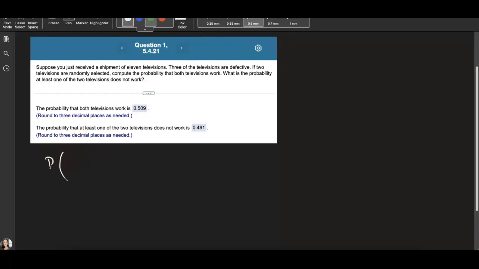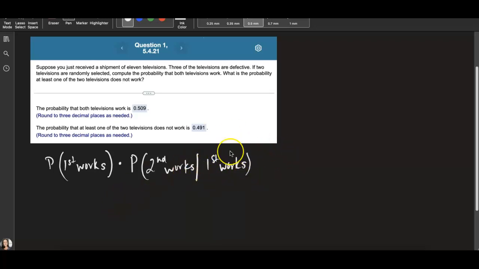We could use the more mathematical notation. We could say, okay, I'm going to find the probability that the first television works, and that general multiplication rule says then I'm going to multiply this by the probability the second television works, given that the first one works. So here's where that dependence piece plays in.